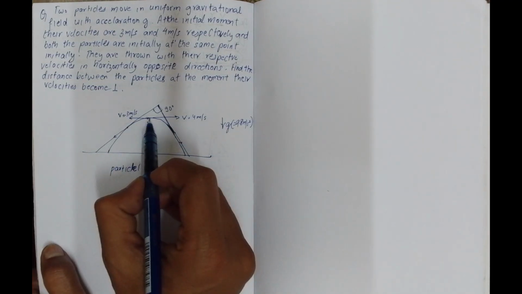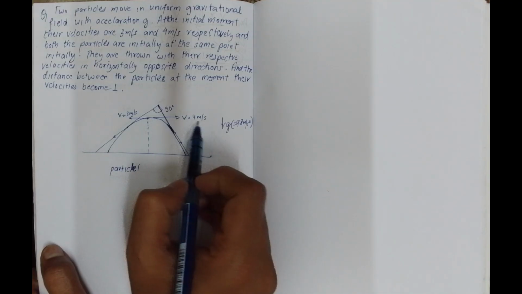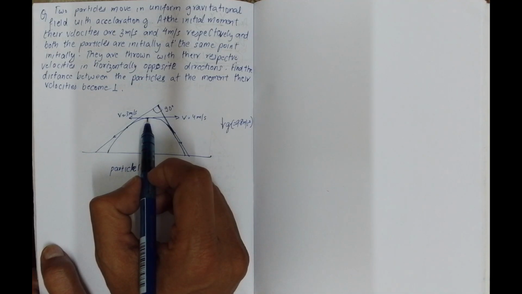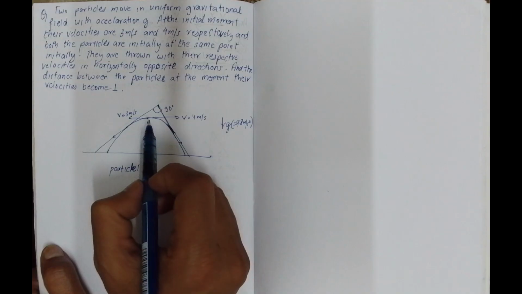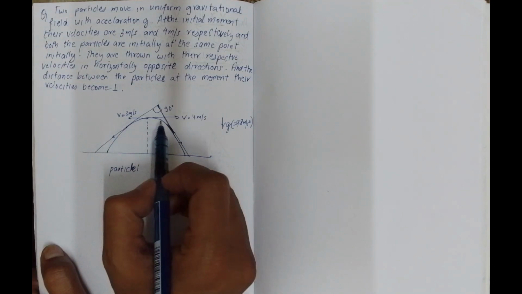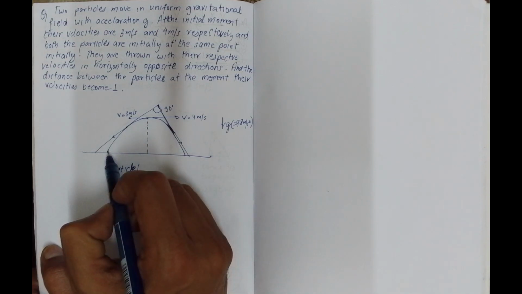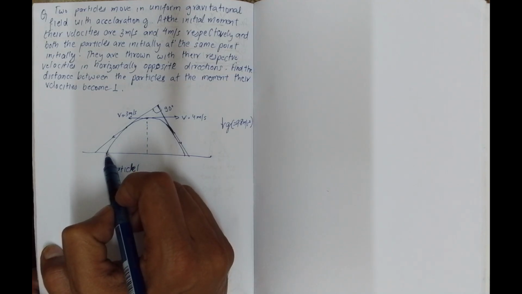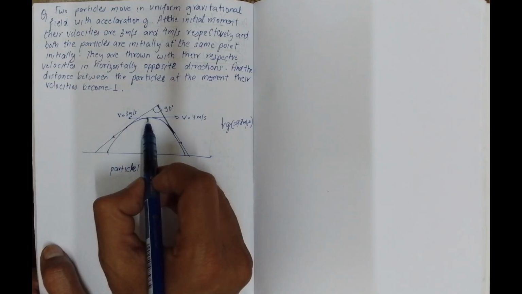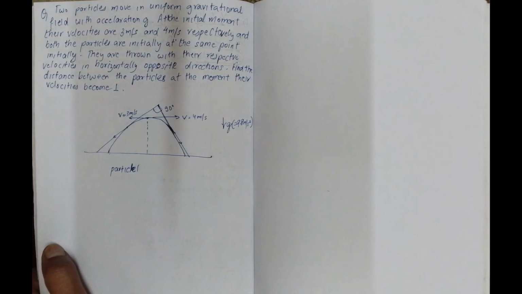Similarly, for this particle, the horizontal component of the velocity will always be the same, equal to 4 meters per second, because the only acceleration for this particle is also in the vertically downward direction. Because of this, the horizontal component of both particles will always remain constant throughout their motion. As this particle travels from this point to this point, its horizontal component will always be 3 meters per second. Similarly, for this particle it will always be 4 meters per second.